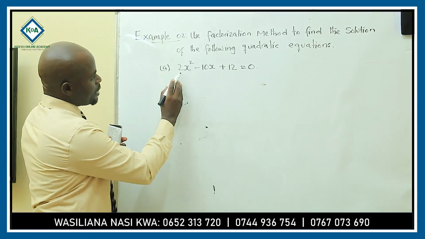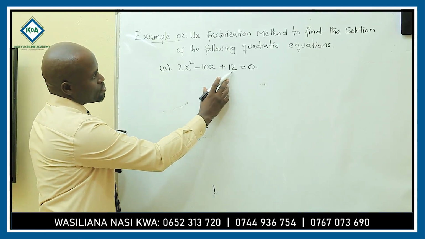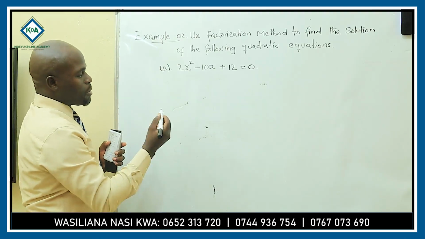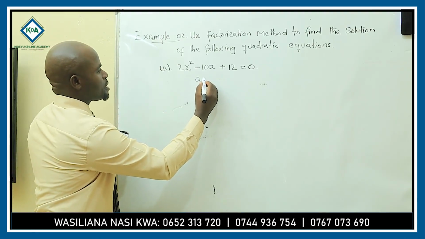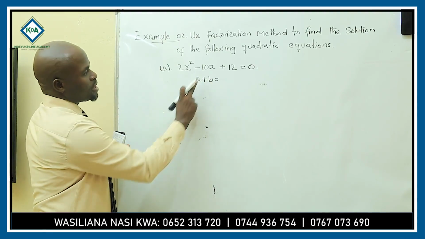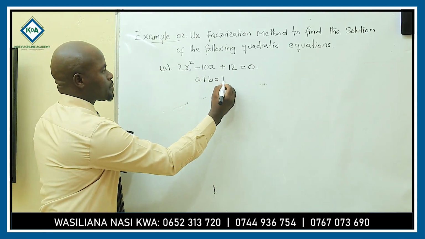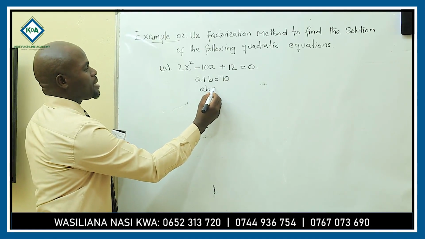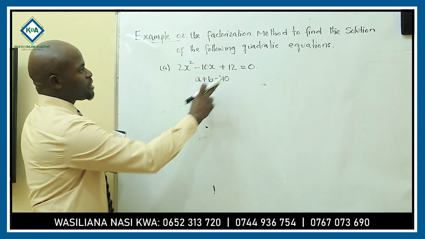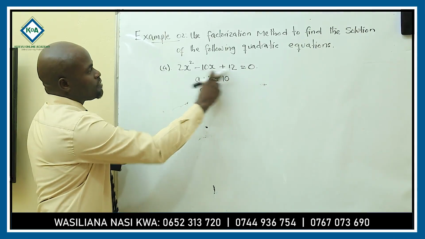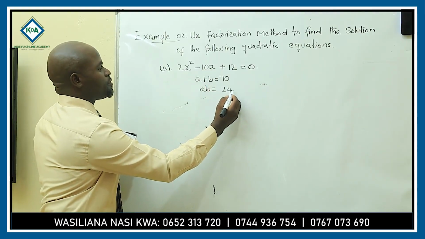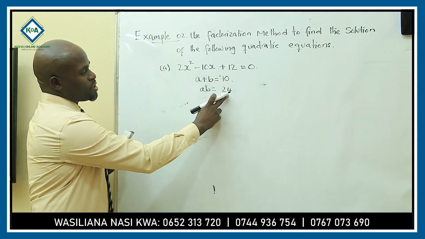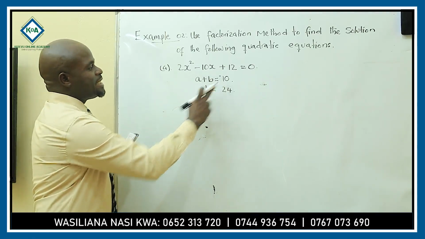Now, here we have 2x squared minus 10x plus 12 is equal to 0. As you remember, we first think about 2 numbers. If you add the numbers, you have to get negative 10. But if you multiply the same numbers, you have to get 12 times 2, which is 24. So we have to think out what these 2 numbers are: if you multiply, you get 24, and if you add, you get negative 10.